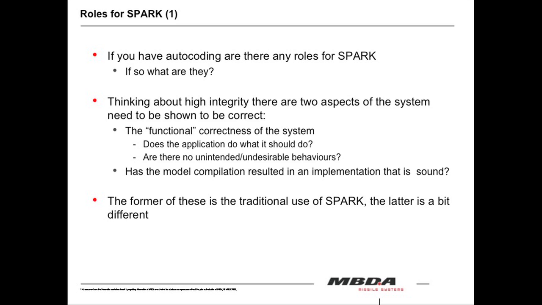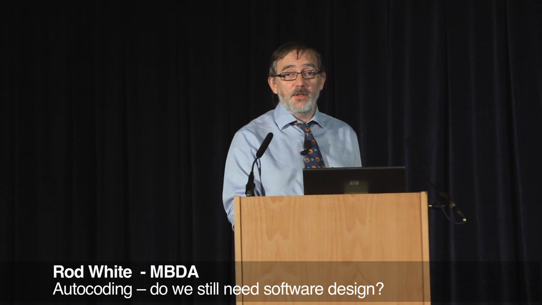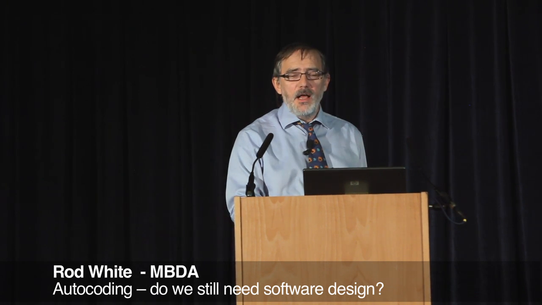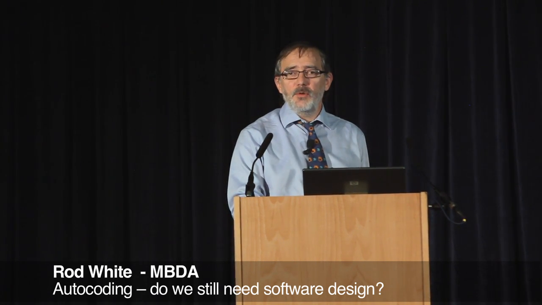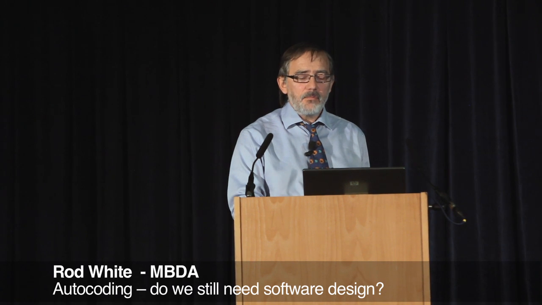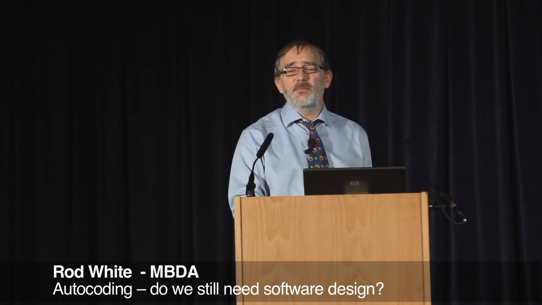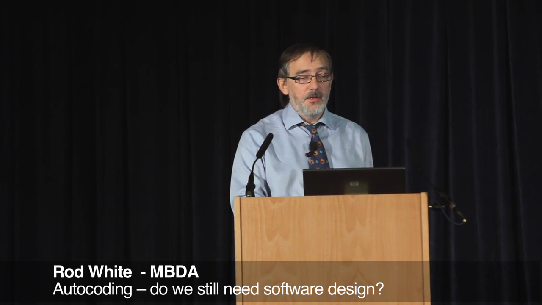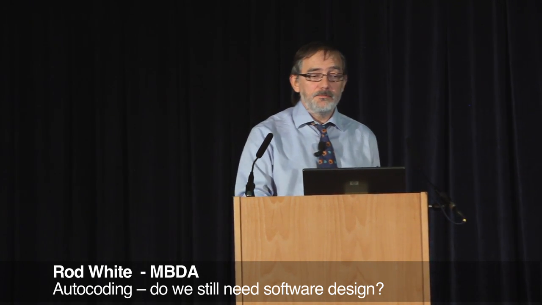The former of those two is obviously how Spark has always been used. It derives annotations, the data flow, information flow. The second is a bit different because what we're talking about is the annotations that relate to the fundamental properties of the meta model, rather than the actual application itself. So it's slightly different. So how would that work in practice?